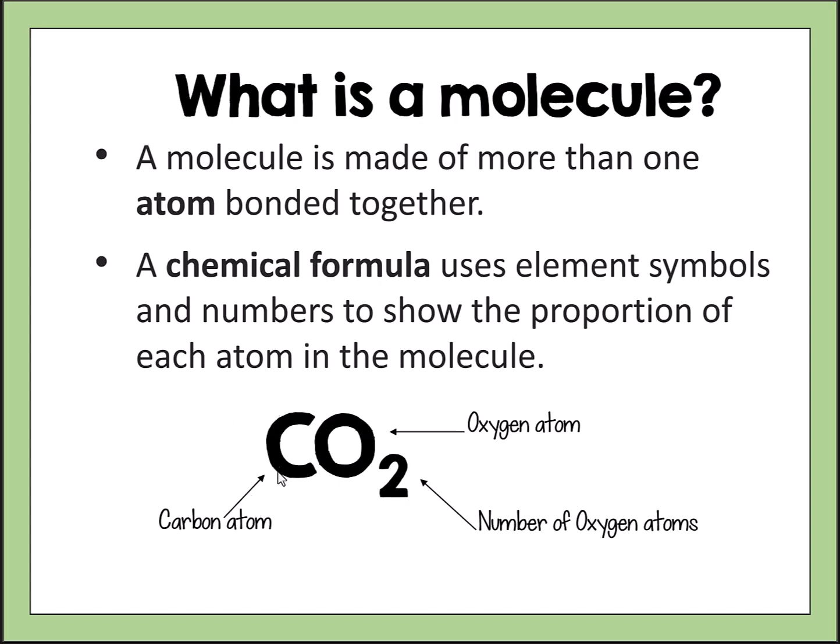It has 1 carbon atom, which we know because when there is no subscript after that symbol, we understand that that's a 1. It's understood. And O2 means that there are 2 oxygen atoms. So for every molecule of carbon dioxide, there's 1 carbon atom and 2 oxygen atoms within it. And that's the chemical formula of carbon dioxide. And we'll be using a lot of chemical formulas in biology class, which is one of the reasons we're going through some of this basic chemistry.